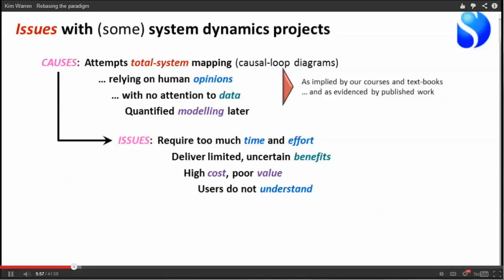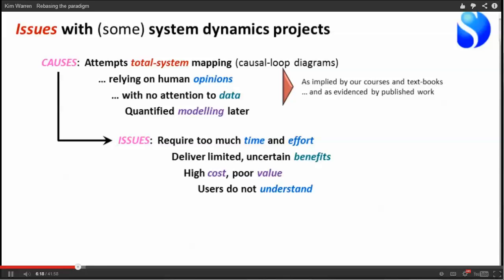But it is axiomatic to our field that people don't understand the systems of which they are a part. So how do we think that asking people about how the system works, when we know that they don't understand how the system works, is going to give us a good picture of how the system works? And this is done with no attention to data.